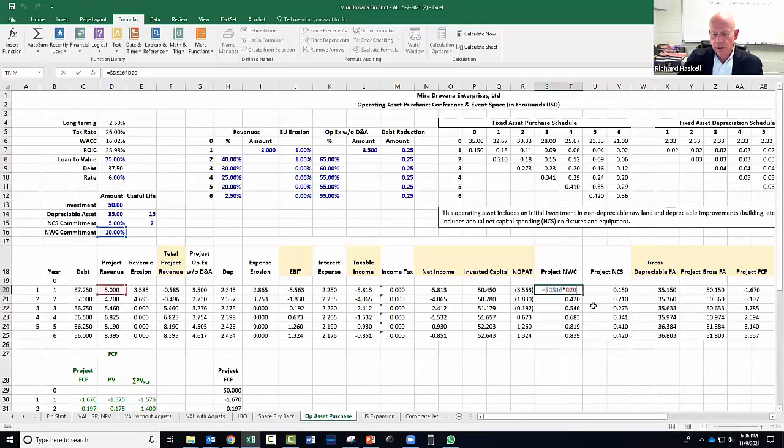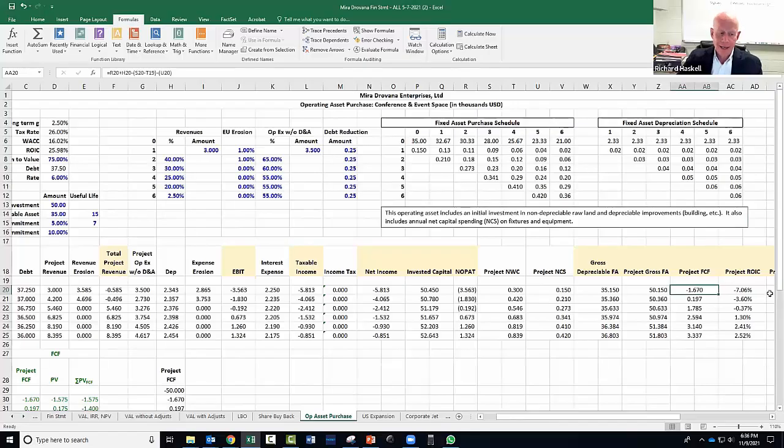I've looked at project net working capital and where that came from. I've looked at project net capital spending, where that came from. Gross depreciable asset, where that has come from. And now project gross fixed asset. So now what I'm left with is project free cash flow. So how am I calculating it? Well, this might be a little challenging to get your head around, but let's see what we can do together.